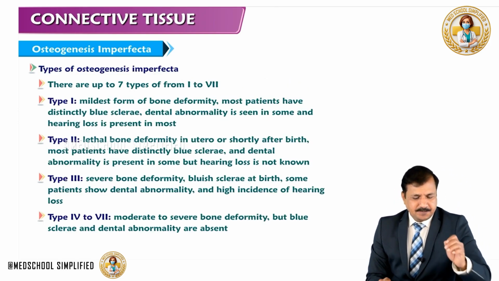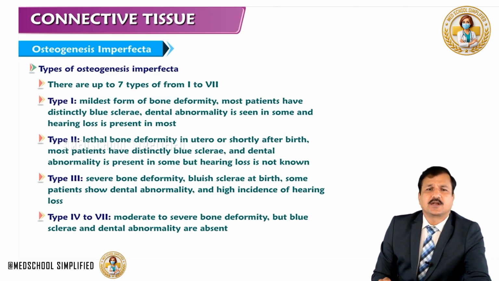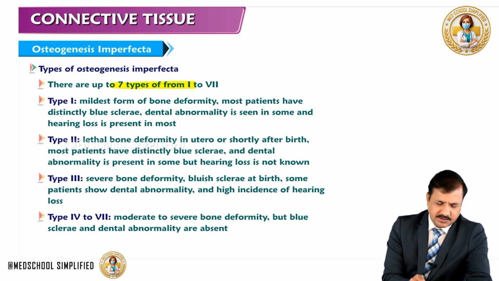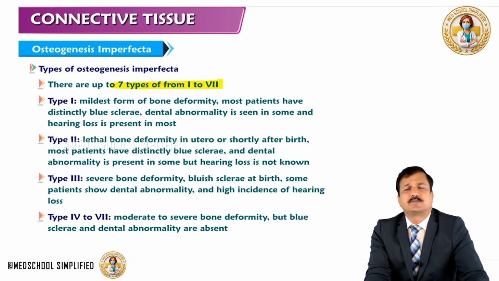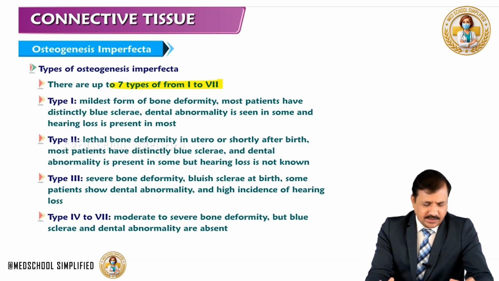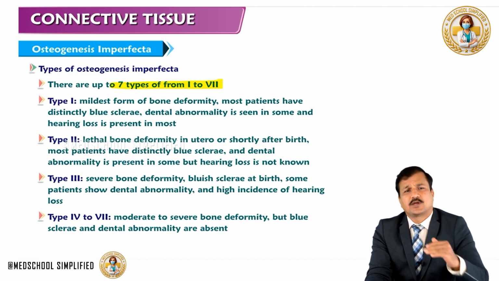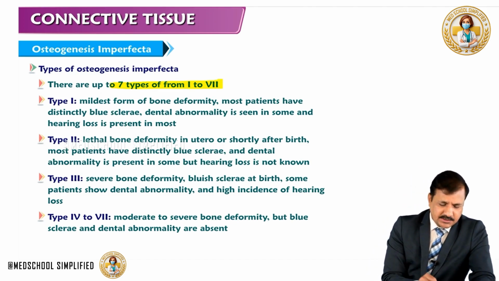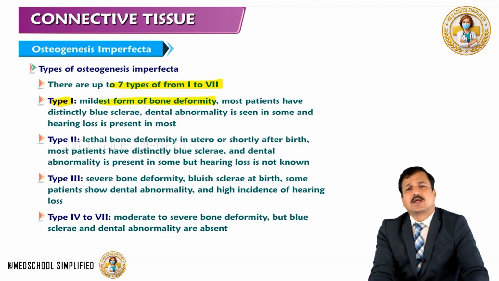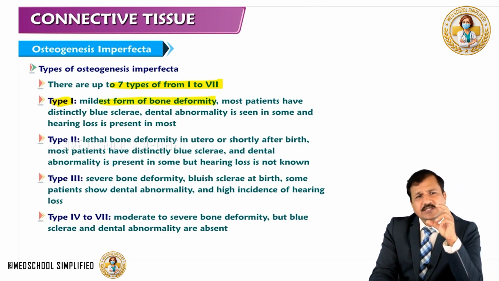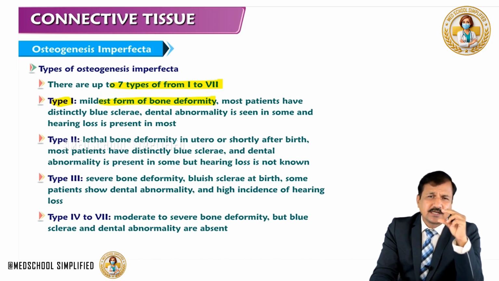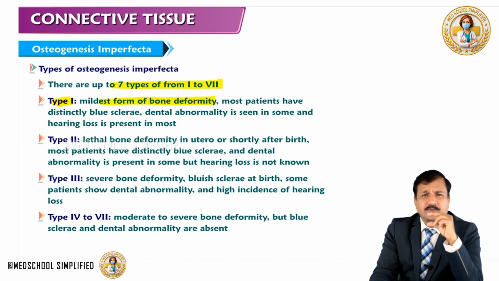Coming to types of osteogenesis imperfecta, there are up to 7 types, from type 1 to type 7. Let's look into details of each one of them. Type 1 osteogenesis imperfecta is the mildest form of bone deformity, and most patients have distinctly blue sclera. Dental abnormality is seen in some of them, and hearing loss is present in most of them. That's what is characteristic of type 1 osteogenesis imperfecta.